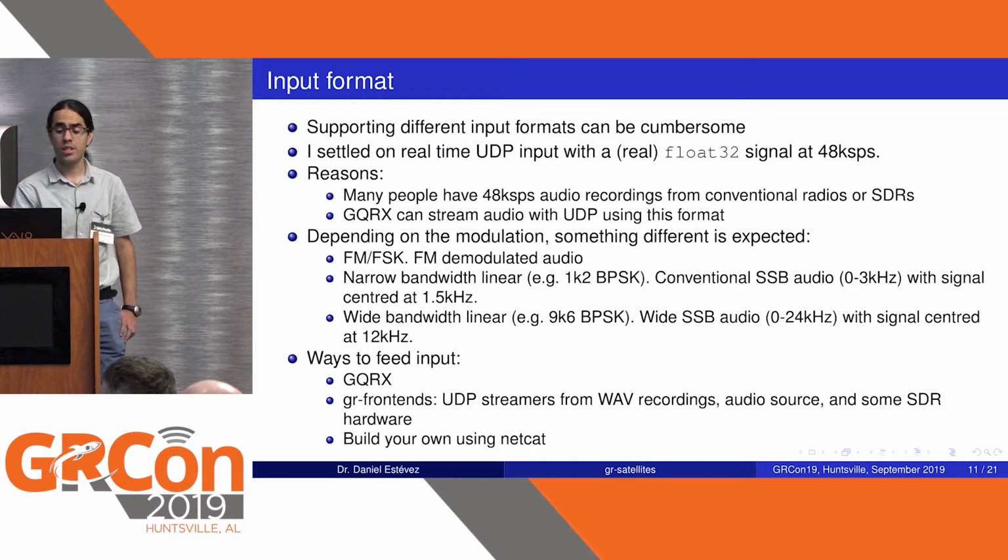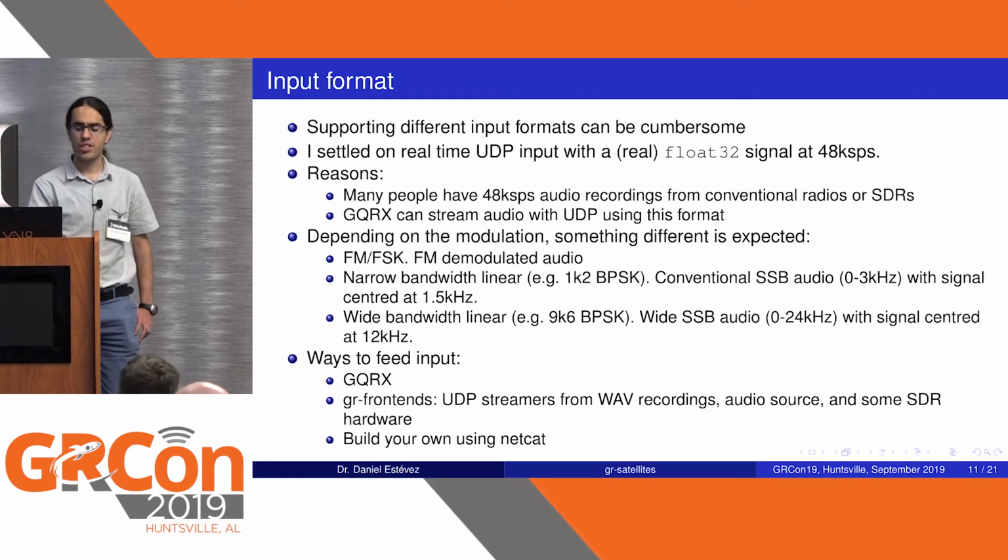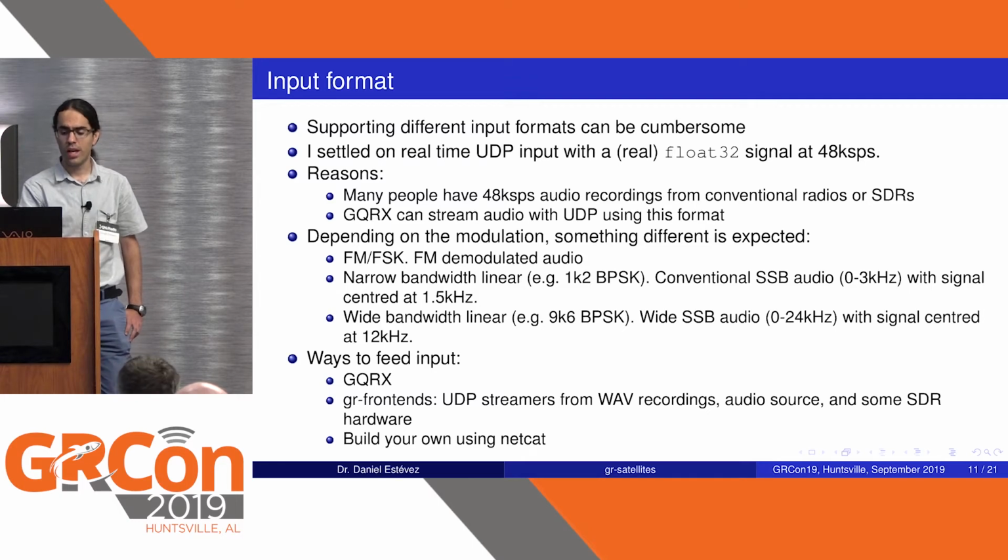So, as I said, the different ways to feed input is to use GQRX or gr-frontends, which is a small collection of very simple GNU Radio flow graphs that take data from a variety of sources, a WAV recording, the audio sound card, or some SDR hardware, and stream it using this UDP protocol. And of course, you can build your own using Netcat.